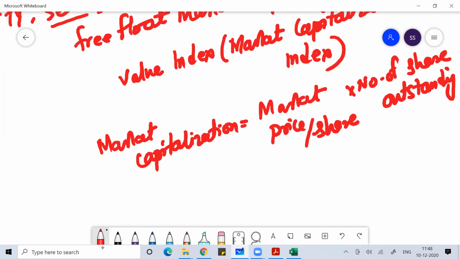Market capitalization basically means the value of the company in the market. That depends upon the market price of one share, how much that one share is trading at in the market, and then how many shares you have in the market. That ultimately gives you market capitalization. In terms of market capitalization, the number one company in India is Reliance Industries. Number two is sometimes Infosys, sometimes HDFC Bank. So the number two company keeps changing, but number one in India is always Reliance Industries.